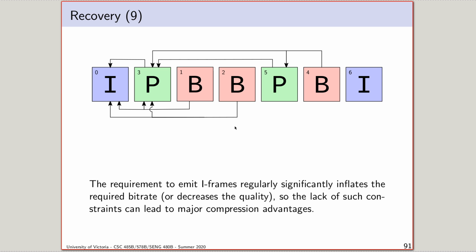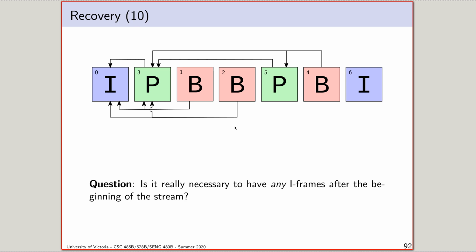One of the advanced options is fast recovery. If you implement recovery, you probably want to have I frames regularly, but there's no requirement to do that. And of course, there's this question of, do we really need any I frames at all after the beginning? I would argue that the compression advantages you get by having only 1 I frame per hour of video don't outweigh having 1 I frame every few minutes.